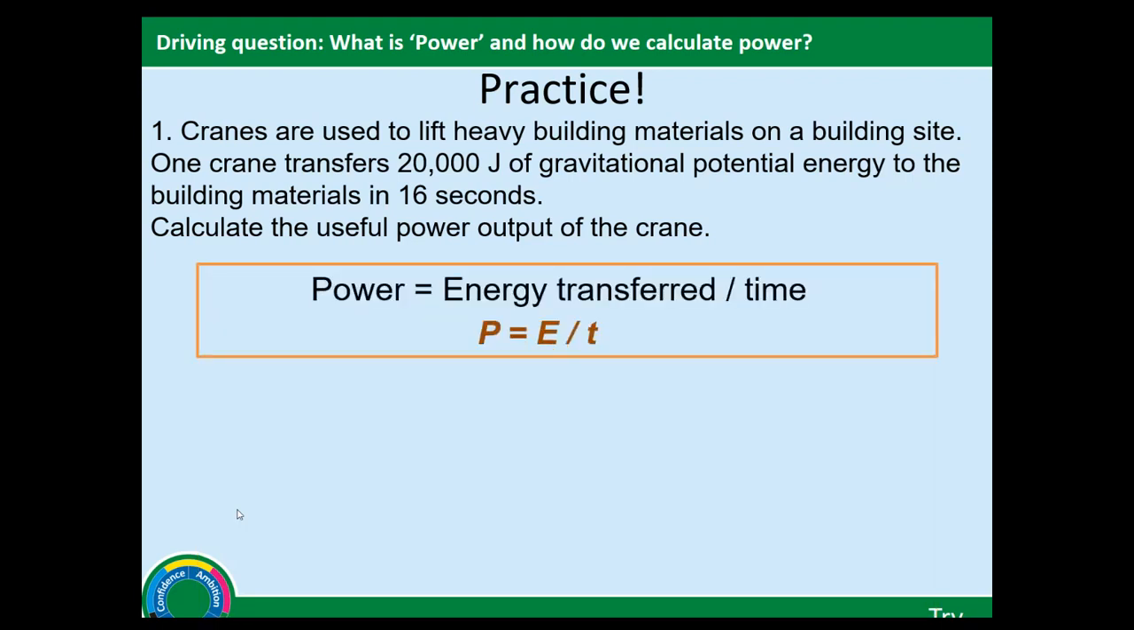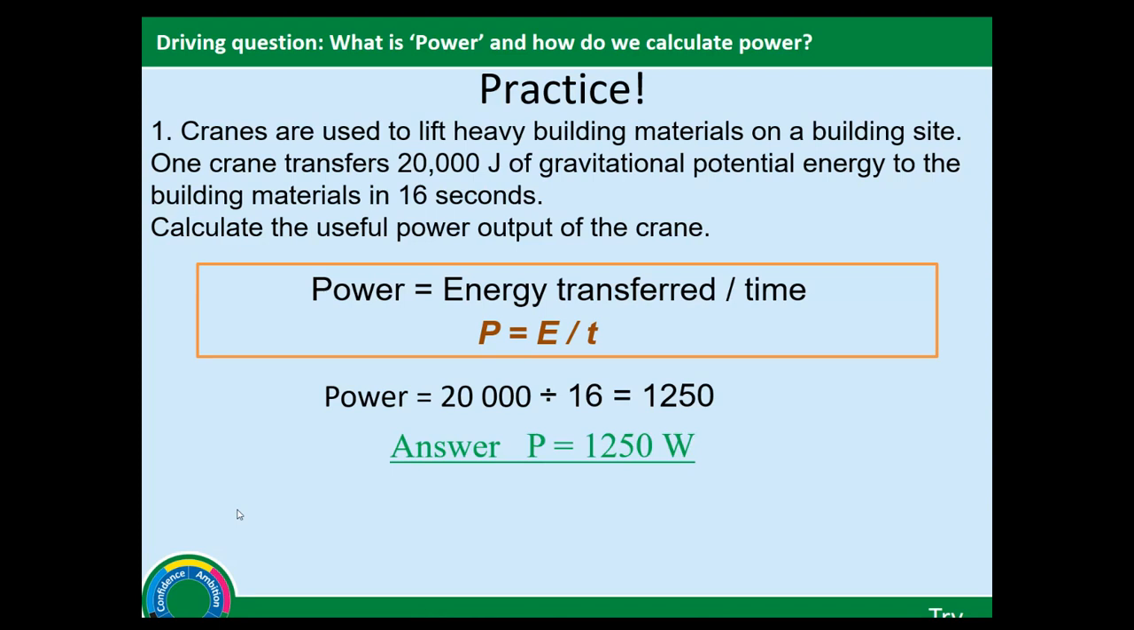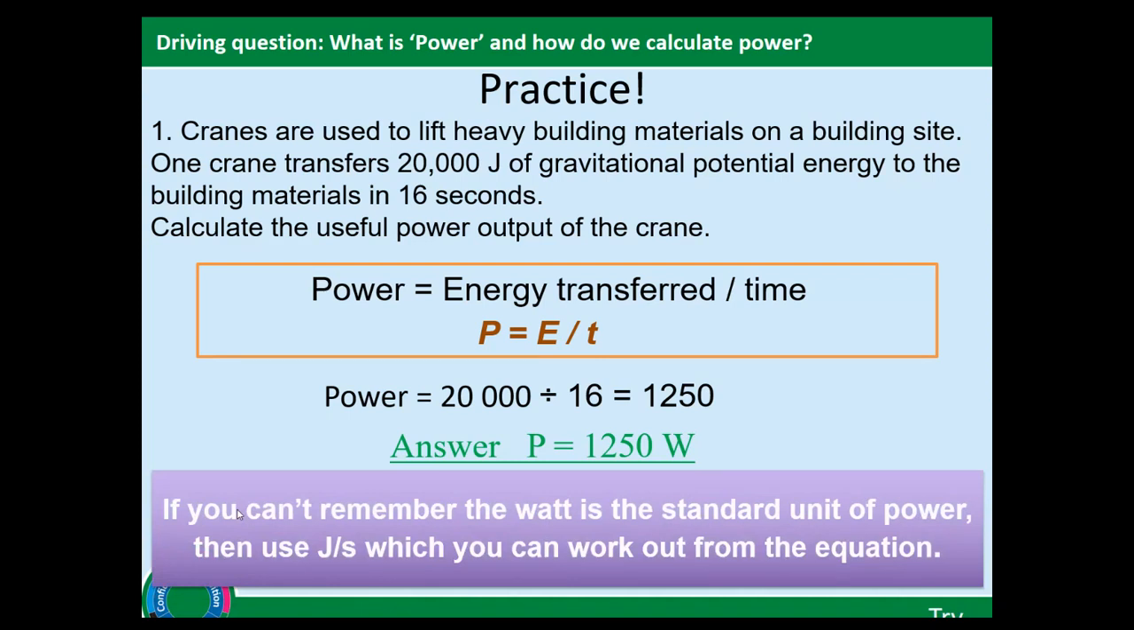Again, we write our equation: power equals energy transferred divided by time. We're given the energy transferred as 20,000 joules and the time as 16 seconds. Substituting into our equation, we get 1,250 watts. So that is our answer. Hope you got that correct. Let's take the next one.